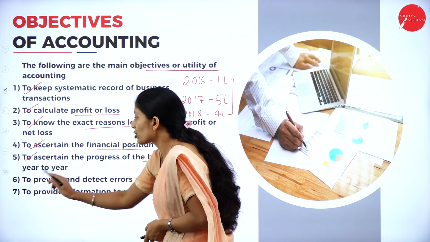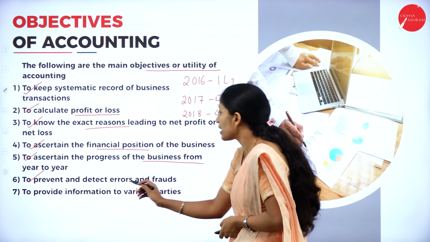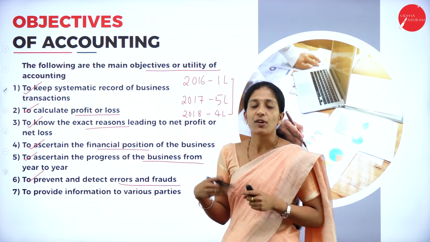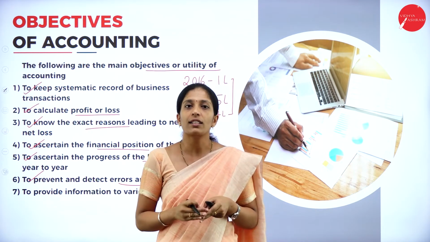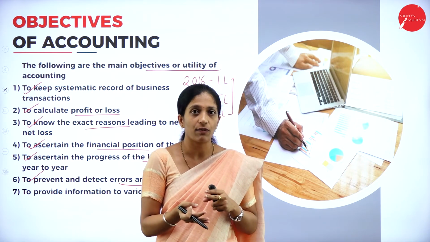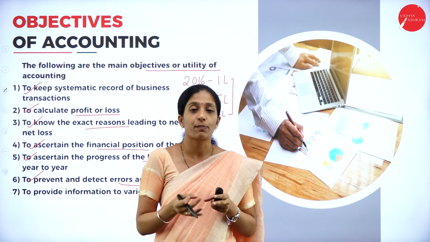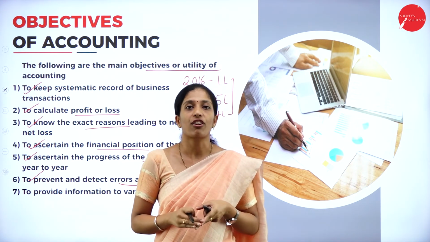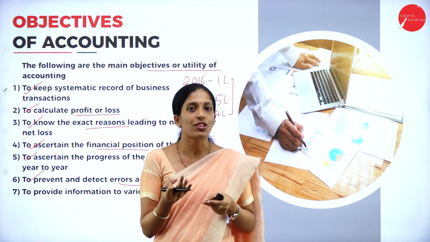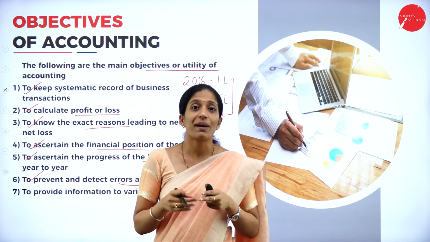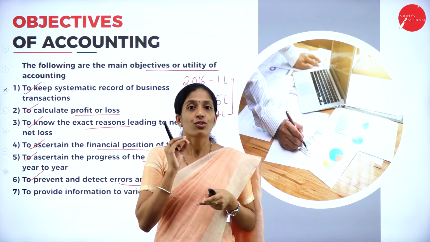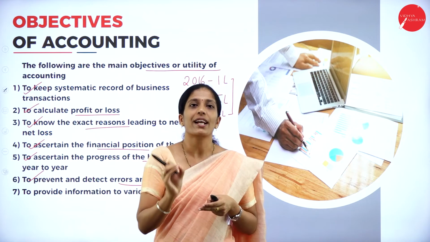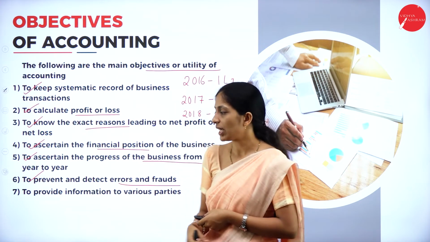And the next one is to prevent and detect errors as well as frauds. Suppose there is no proper accounting in the business organization. Then we cannot come to know where our cash has been invested, or where we have spent a lot of money in the organization. Thereby there may be chances of more frauds as well as errors. So in order to prevent that, a proper accounting system has to be maintained.